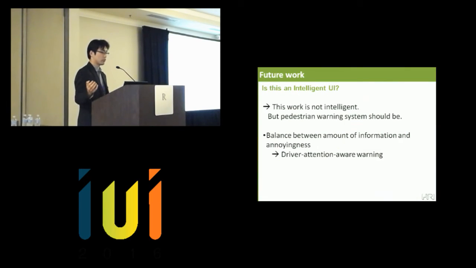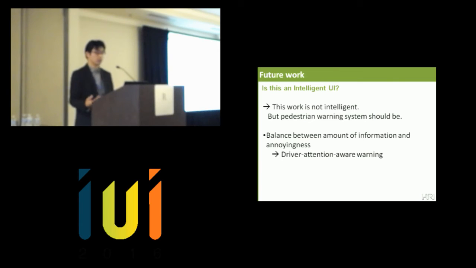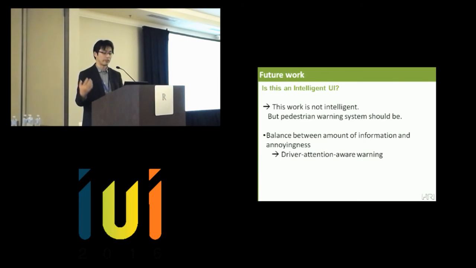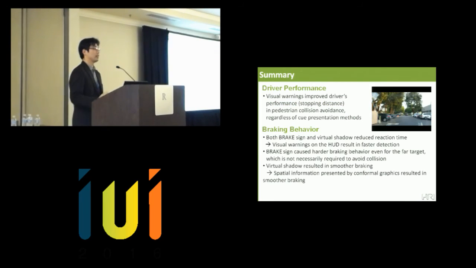And the future work includes, maybe the question you may have is whether this is an intelligent UI. Maybe not, but I think it's a very important factor to be intelligent because it's always a trade-off between the amount of information and annoyance. So we need to consider the driver's awareness of the pedestrian, meaning we should not show the warning when the driver is already aware of the target. Okay, this is the summary. Thank you very much.